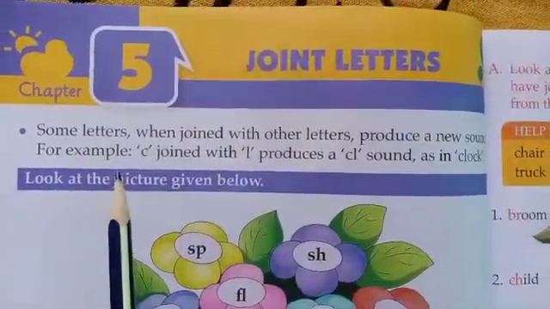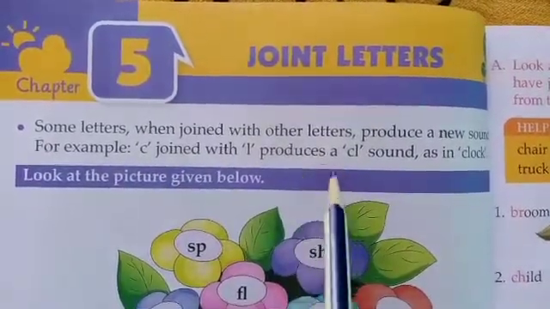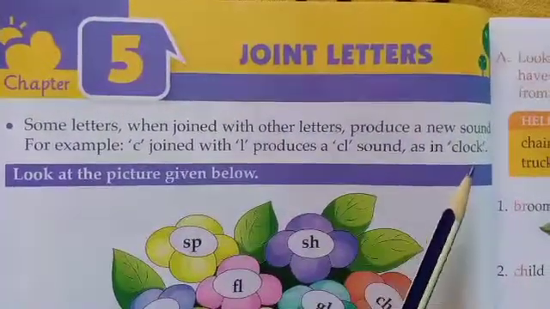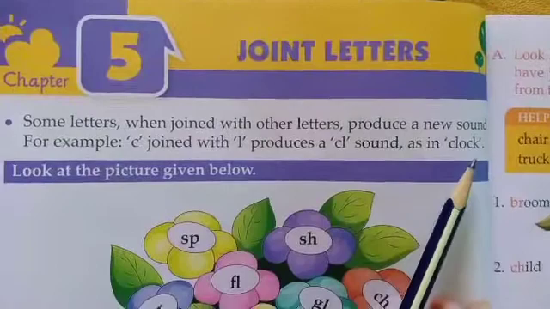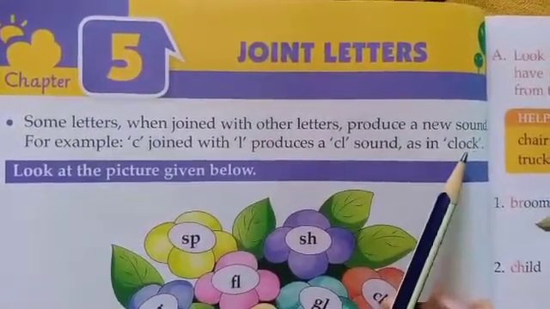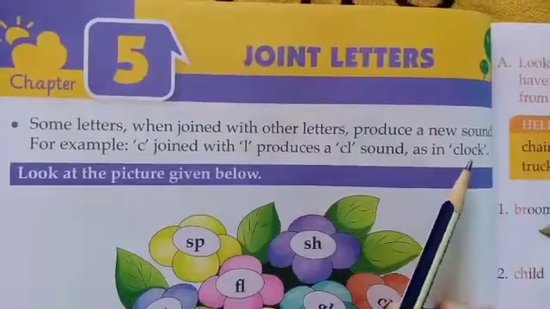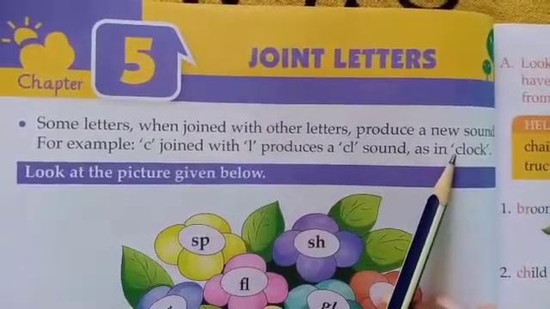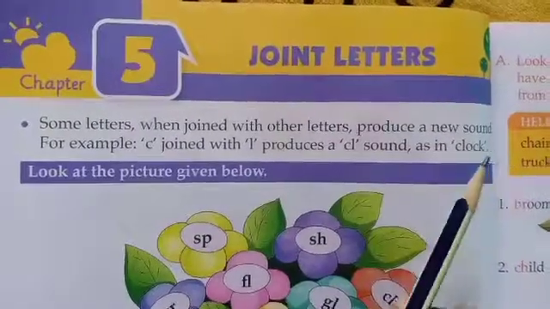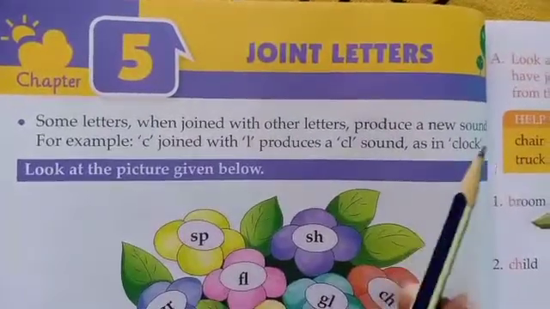For example, C joined with L produces a CL sound, as in clock. So when LOCK is there, how will we read it, children? LOCK we read as lock. When the C joins, then we read it as clock. Isn't it? Yes. So that is called joint letters. It gives a different sound. It gives a new sound.